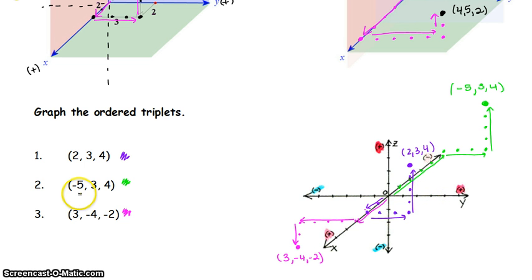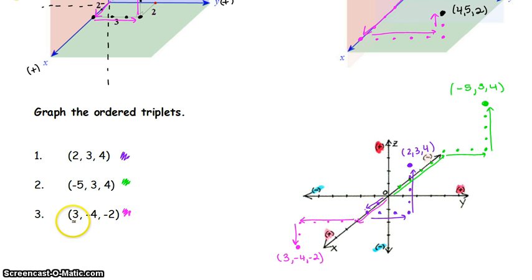So we go to our second one. We start at the origin. Now since I have a negative 5 for x, I'm going to go in this direction. I'm going to work back 5. We've got a positive 3, so we're going to go right 3. We've got a positive 4, so we're going to go up 4.